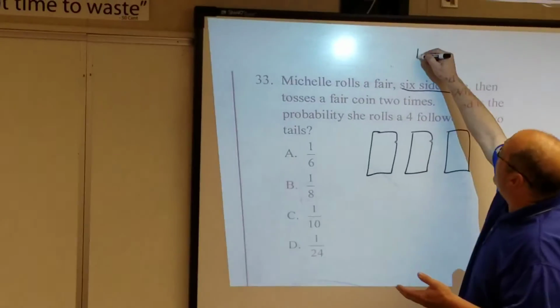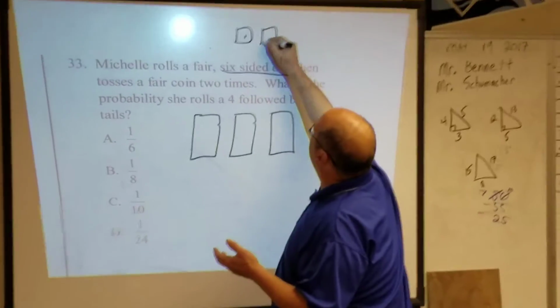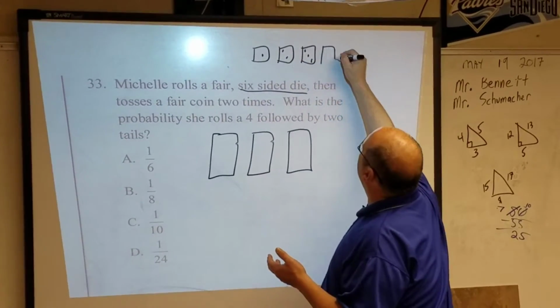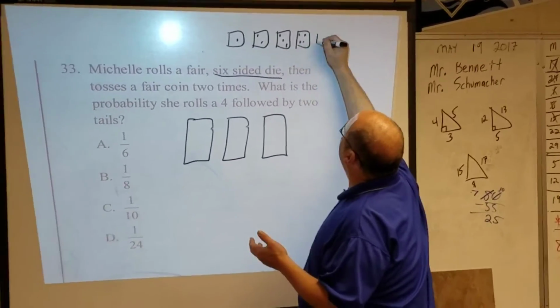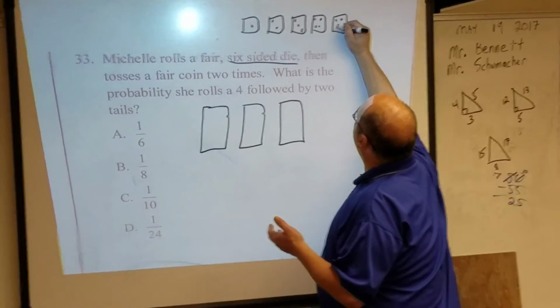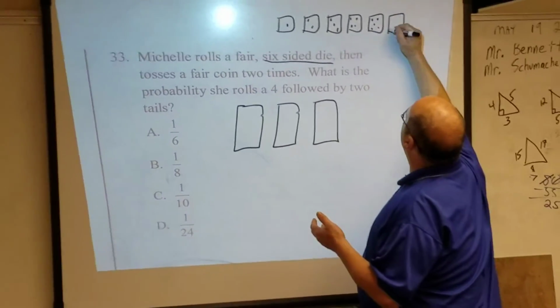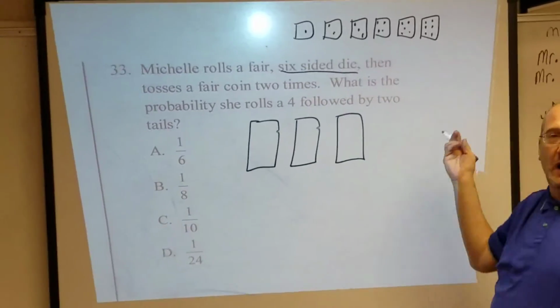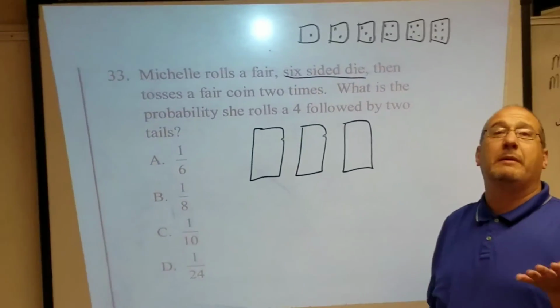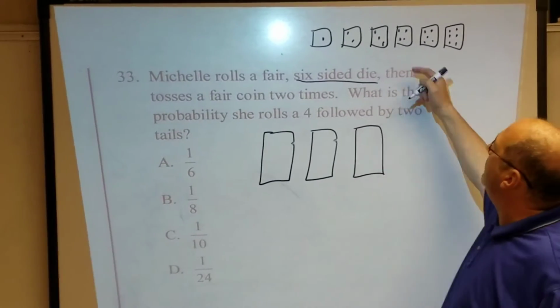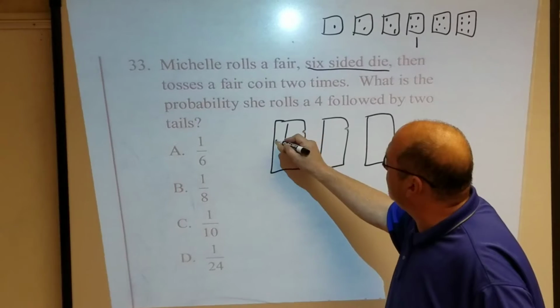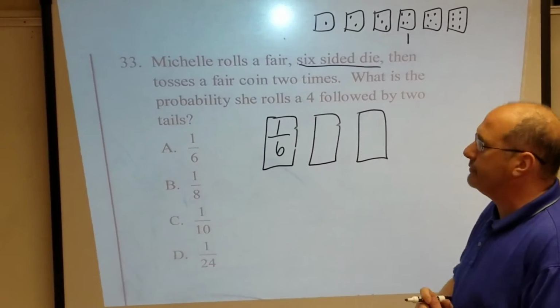On a die we have the 1, the 2, the 3, the 4, the 5, and the 6. We've all seen the dice. And there's obviously 6 sides. What's the probability she rolls a 4? Well, that would be only 1 out of the 6. So the probability of rolling a 4 is 1 out of 6.